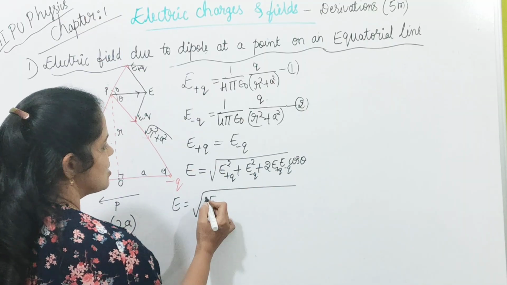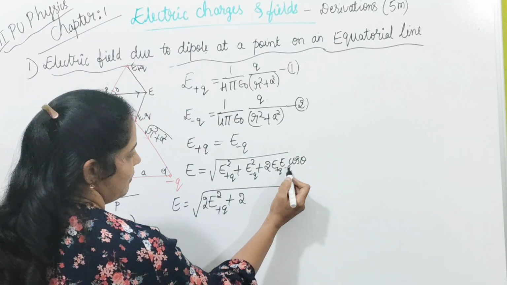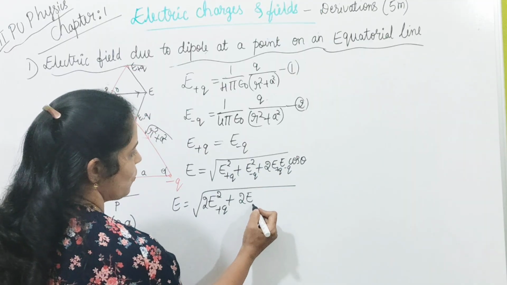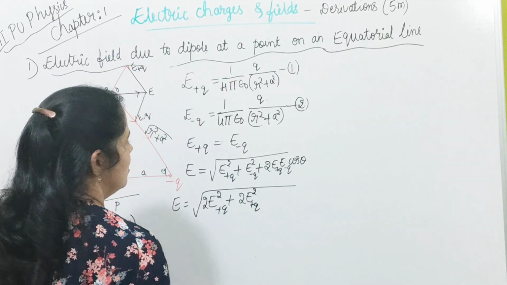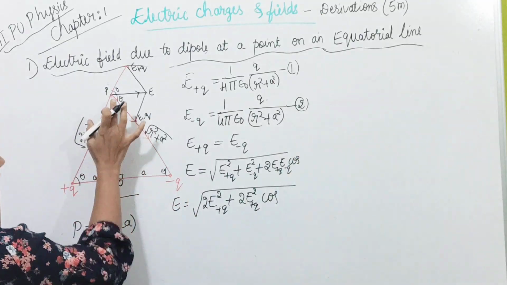How many times does it come? Twice. So 2 times. Let me write E minus q is equal to E plus q, repeated twice, and then the cos of the angle between them. So what is the angle between the two?